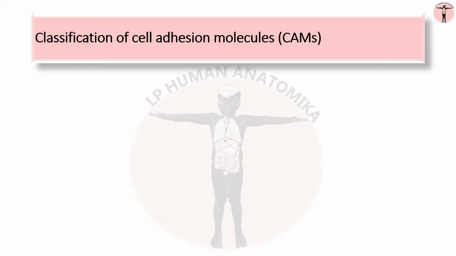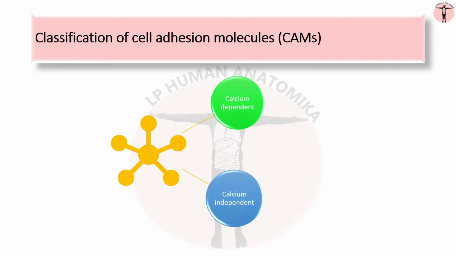Cell adhesion molecules are classified into two groups: calcium dependent and calcium independent. Calcium dependent cell adhesion molecules include cadherins, which cause adhesion via homophilic binding. Three important types of cadherins are seen: E-cadherin in epithelia, P-cadherin in placenta, and N-cadherin in nervous tissue. Integrins are involved in binding of cells with components of extracellular matrix such as fibronectin.